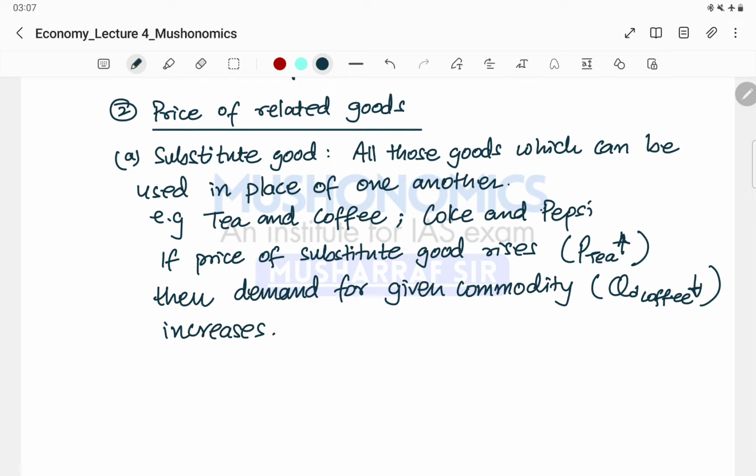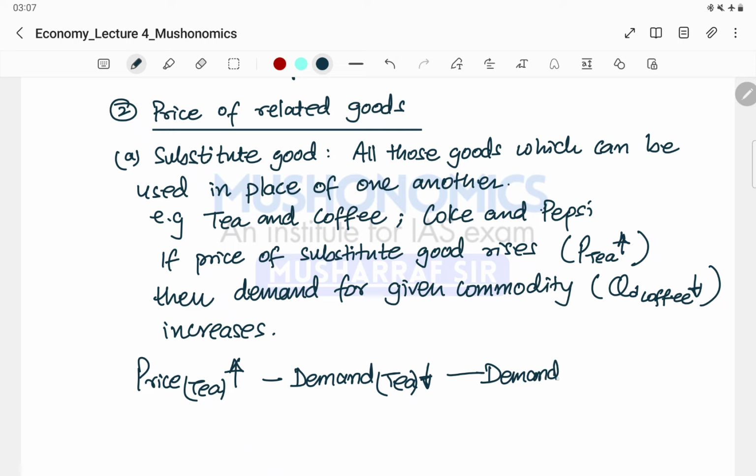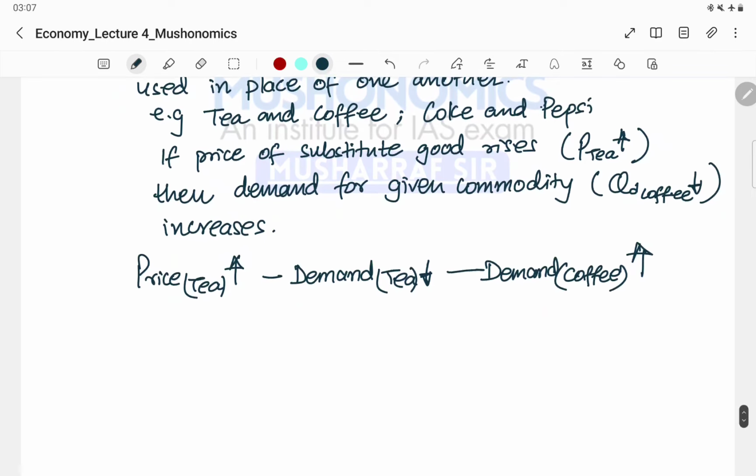Let's see how it happens first. Suppose the price of tea is rising. So what will happen? The demand for tea will decrease. So if the price of tea is rising, then the demand for tea will decrease. Then the demand for coffee will increase, because tea can be substituted by coffee, right?